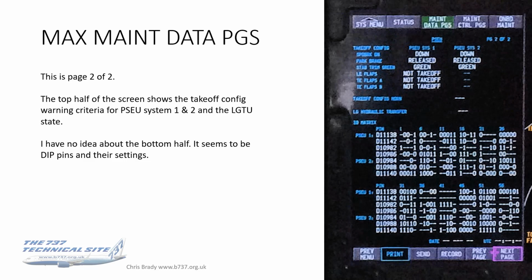The top half of this is showing you the takeoff config warning criteria for the PSEU systems 1 and 2, and the state of the LGTU, landing gear transfer unit. The bottom half of the screen is lost on me. It looks to me like dip pins and their settings, but I don't know. It's way beyond my knowledge.